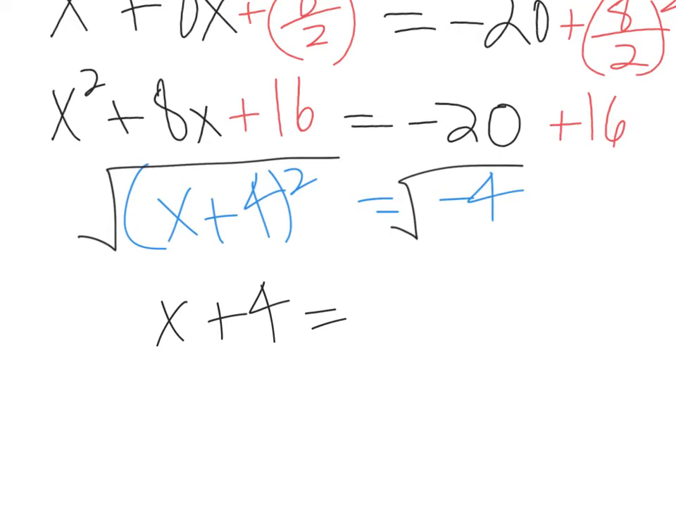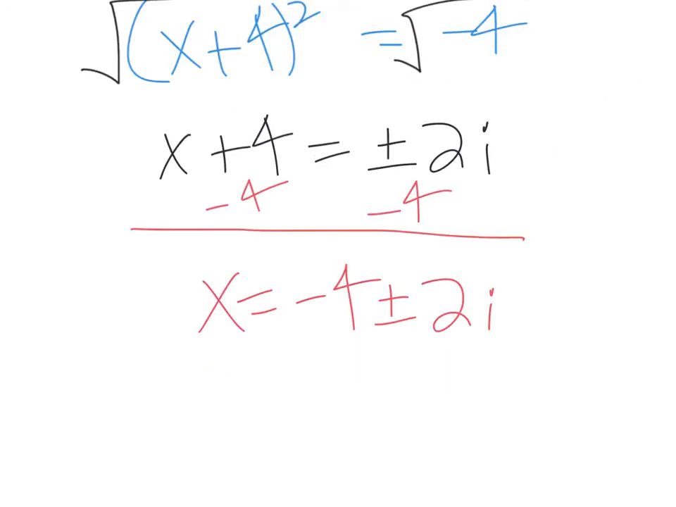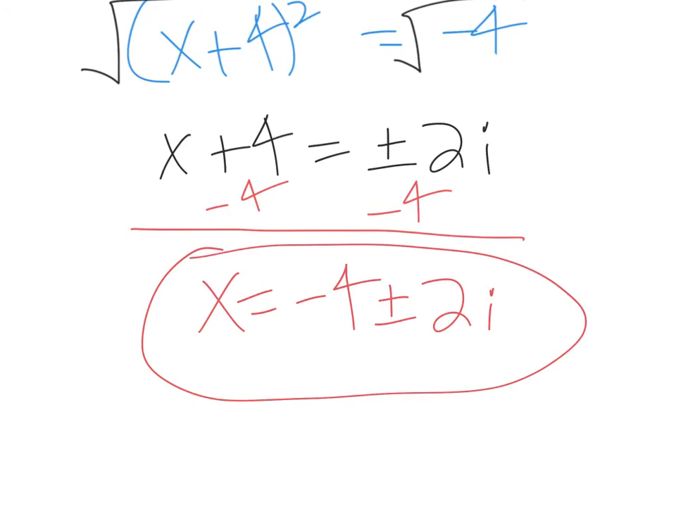So the square root of negative 4 is going to be plus or minus 2i, because the square root of 4 is plus or minus 2. Since it's negative, throw an i there. Then you just got to minus the 4 over to the other side. And then just don't forget to write that number out in front. So this is actually your final answer, negative 4 plus or minus 2i.